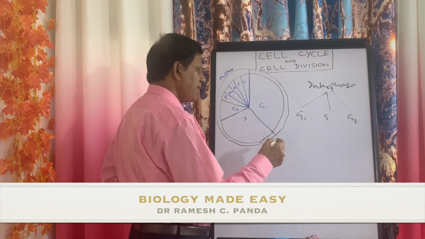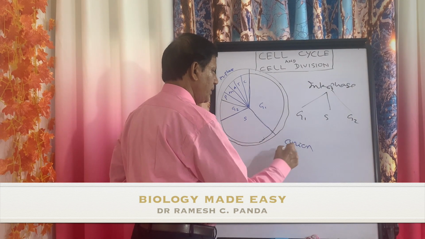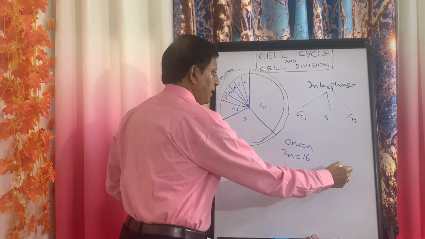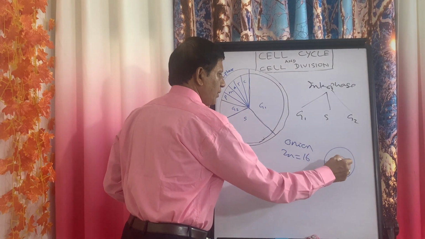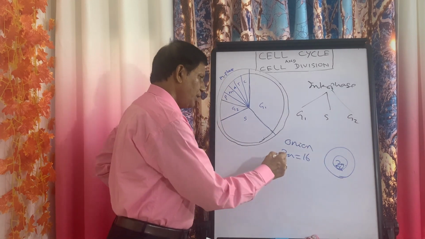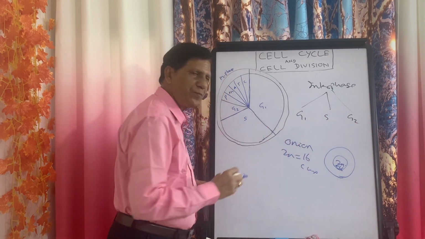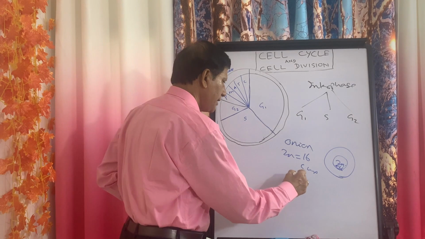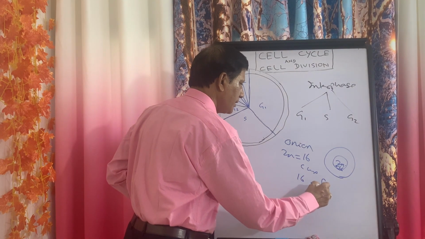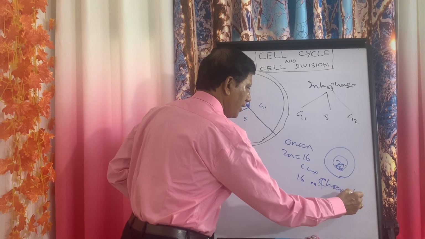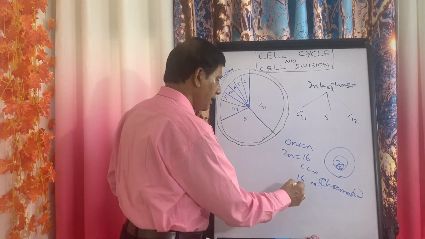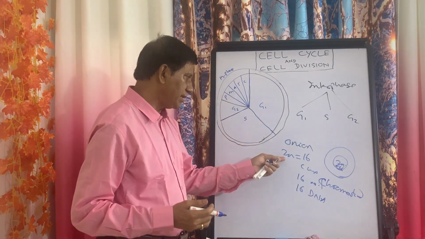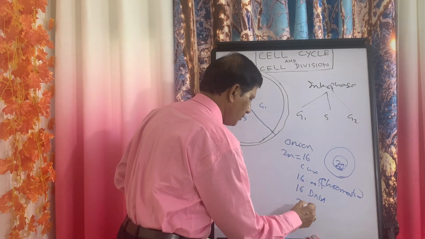Let us take one example, onion. In onion, 2n is equal to 16. That means this is the cell, this is the nucleus, and here 2n is equal to 16. That means 16 chromosomes are there when the cell is not dividing. Then how many chromatids are there? Also 16 chromatids. And how many DNA molecules are there? Again 16 DNA molecules. What is the C value? Since this is a 2n diploid cell, the C value is 2C.